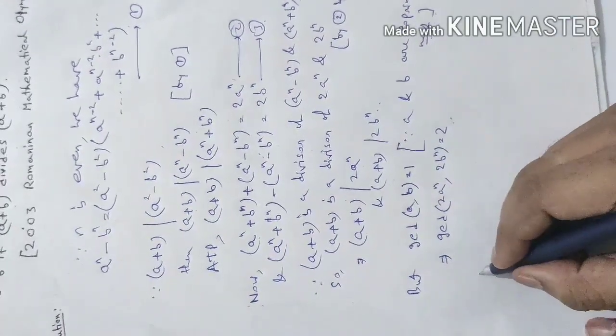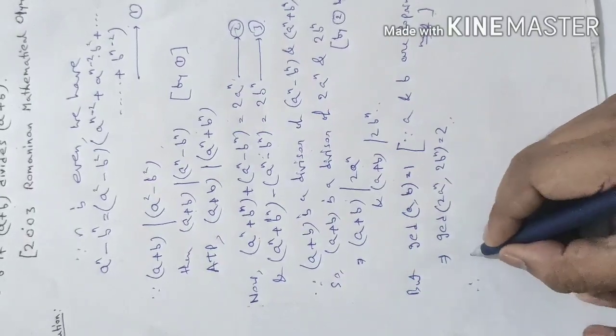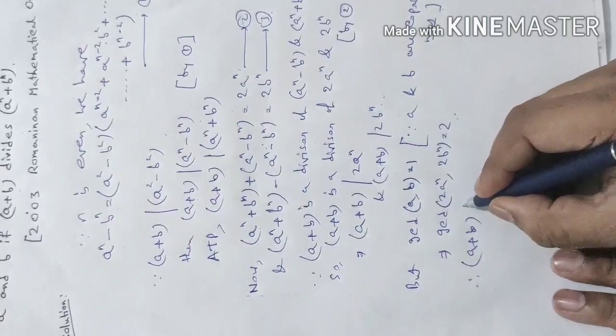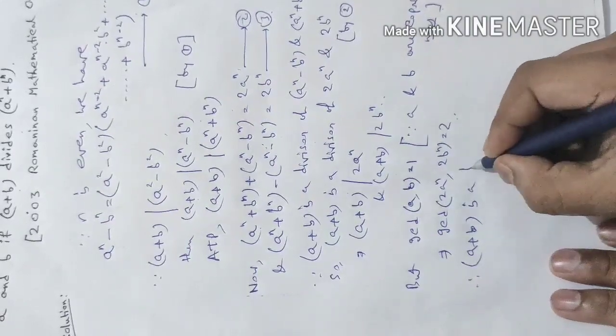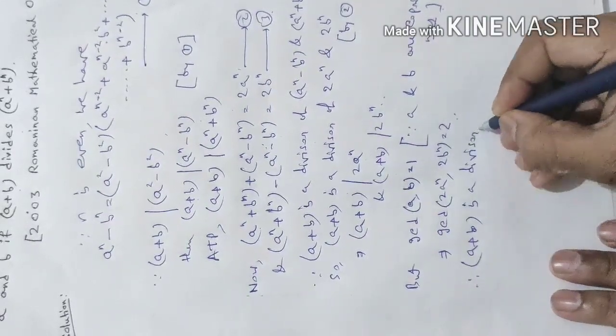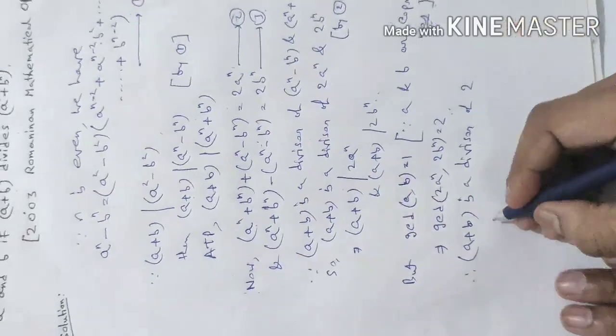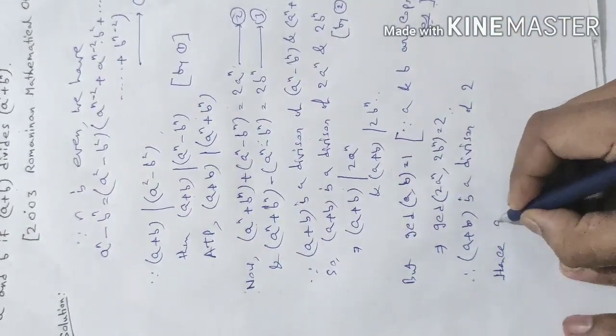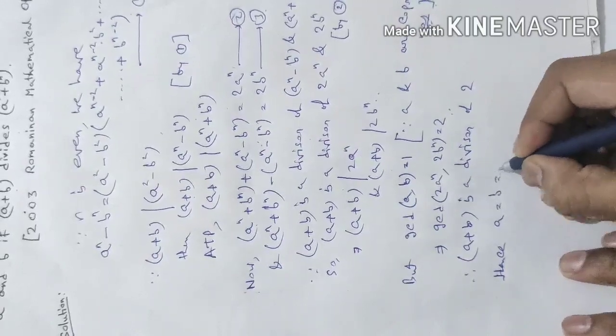Okay, therefore a plus b is a divisor of 2, and hence a is equal to b is equal to 1.